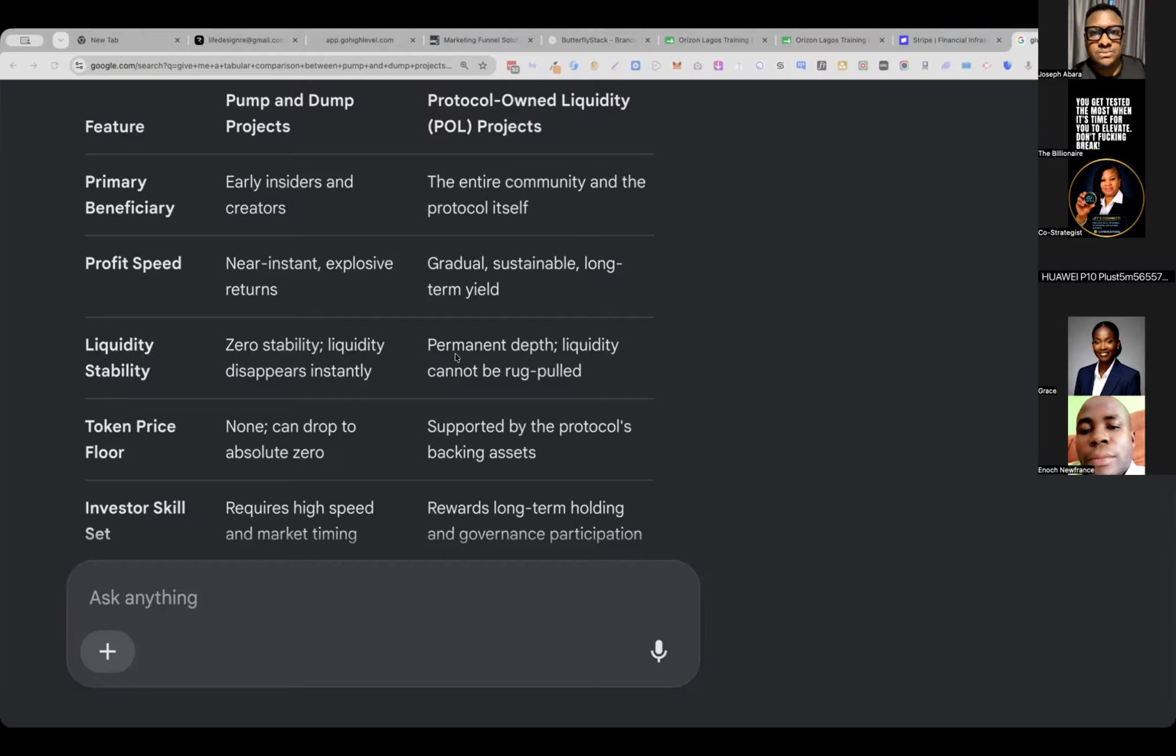We have not yet heard of a protocol-owned liquidity project that went to 0, or even to $1. We've not heard of that project. Why? Because the liquidity has depth. The money in the liquidity pool is much. Number one, it is plenty of money, and number two, it is permanent. Because it's permanent, the price cannot crash below a certain level. So you see the liquidity cannot be rug pulled. This is Google that we are looking at right now.